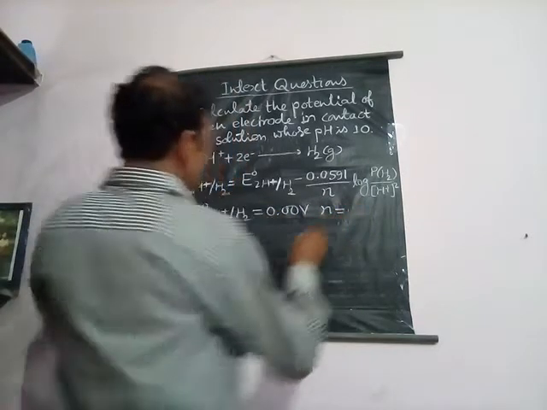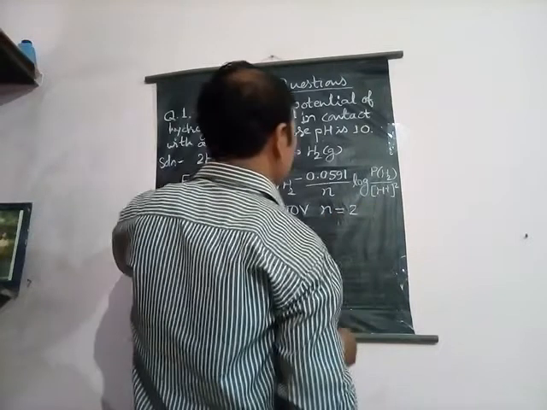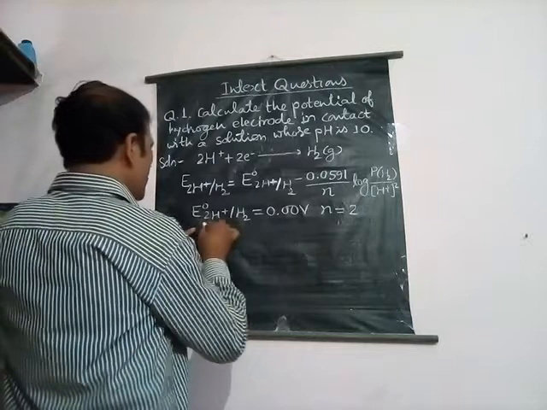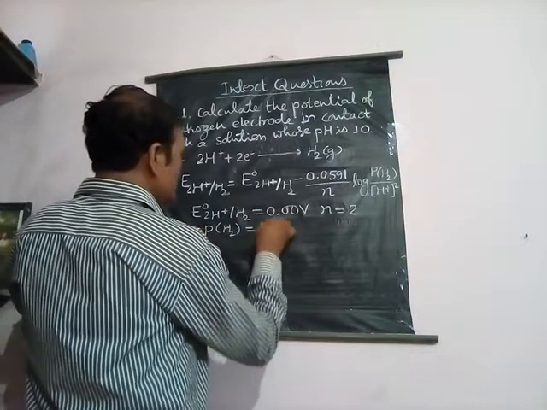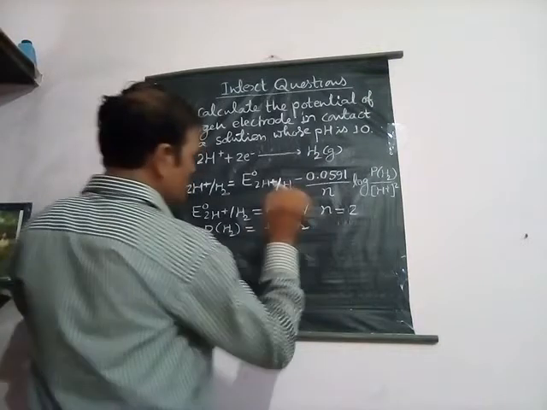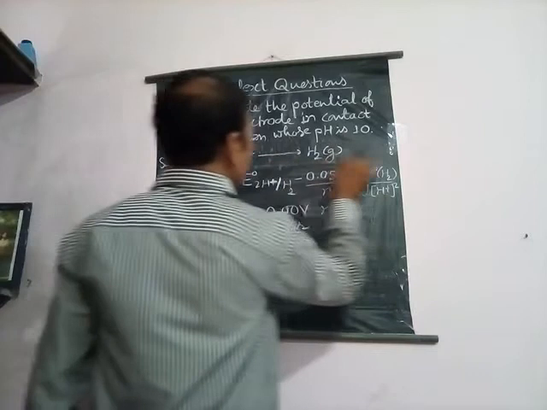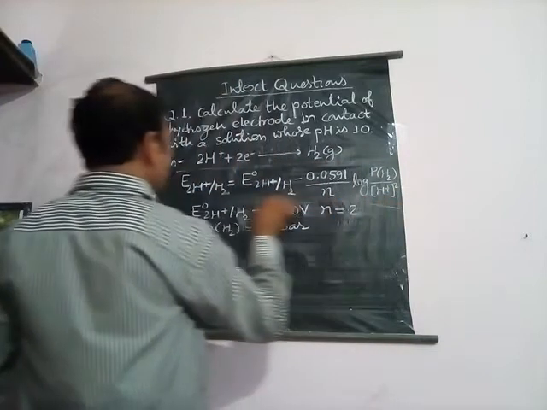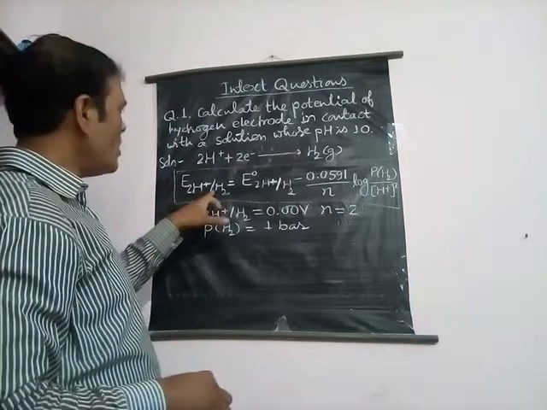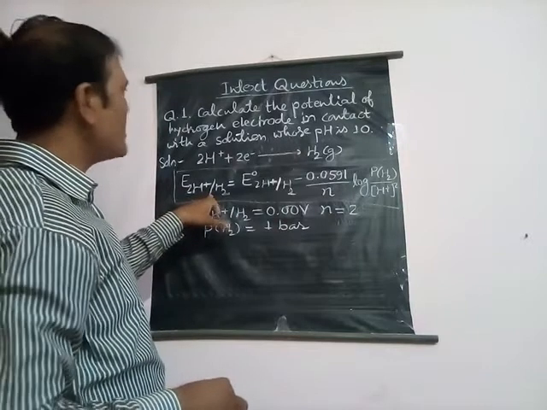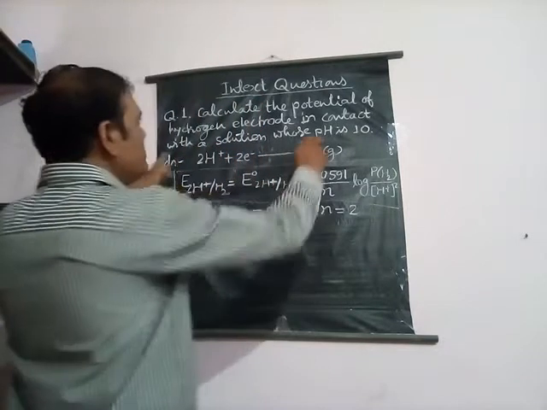What is the value of n? How many electrons are transferring in this reaction? We are looking at 2 electrons, so the value of n will be 2. The pressure of the hydrogen gas, PH2, is given here as 1 bar. So on putting the values in this equation, we can easily calculate the electrode potential of the hydrogen electrode. But before that, the pH value is given here.